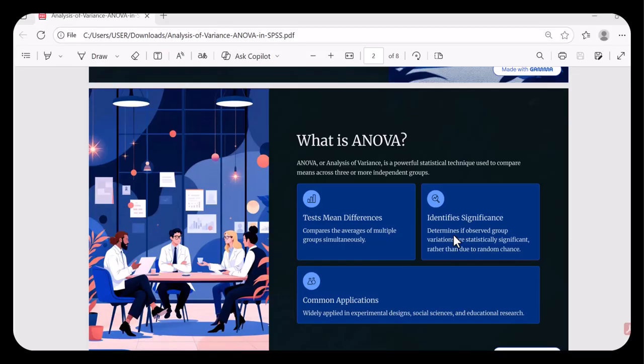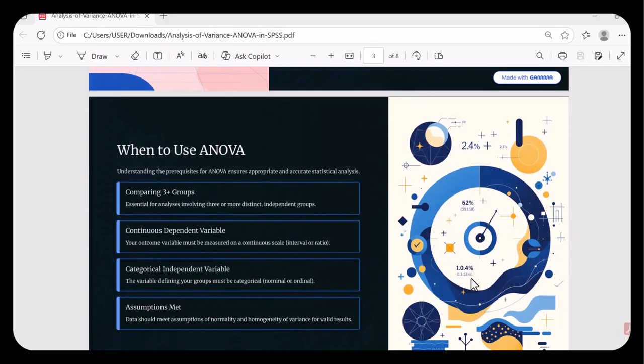In this ANOVA, what it does is to do t-tests for all the groups in pairs. Let's say we have A, B, C. It will compare the differences and determine if the observed group variations are statistically significant rather than due to random chance. It is used in experimental design, in social sciences and education research, as it were.